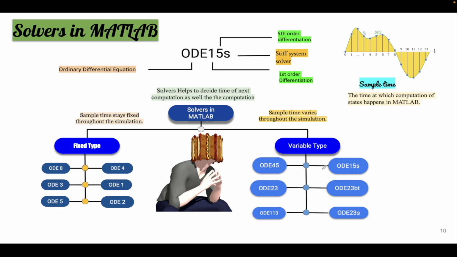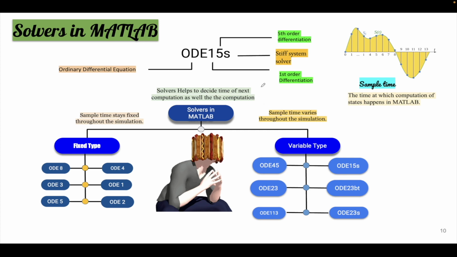In the last tutorial, we have seen what is basically a stiff system. Now in this tutorial, we will see what are the different types of solvers that are available and how to read that solver. Suppose you are using a particular type of solver, then what is the meaning of that? That we will see in this tutorial.